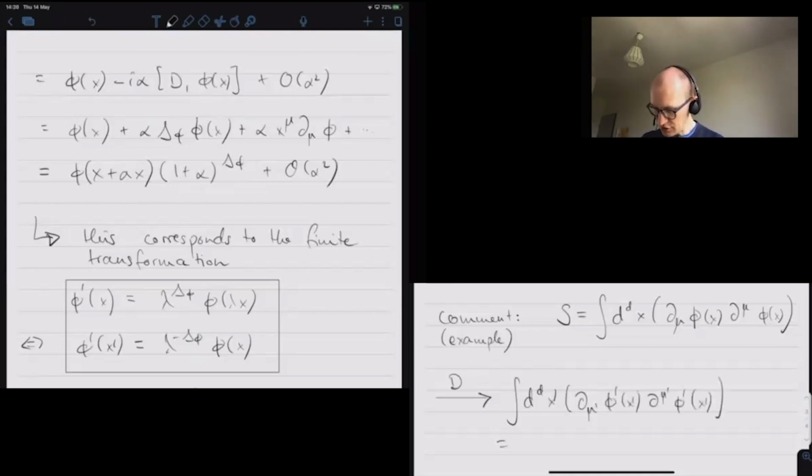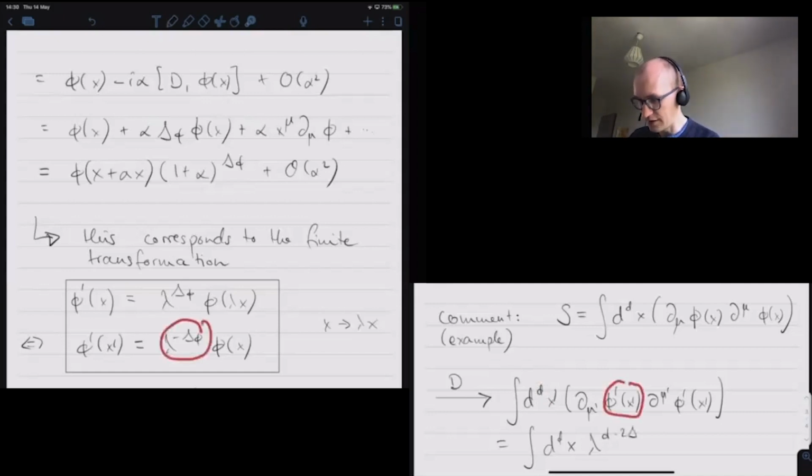But now we can just count up what we get. So that's equal to d^d x times lambda to the d, okay, because this comes from x goes to lambda x. So if I raise it to the power d as I do in the measure, I just get lambda to the d. Then I get minus 2 delta, okay, because each of the phi's goes with a factor of lambda to the minus delta, okay, so 2 delta.